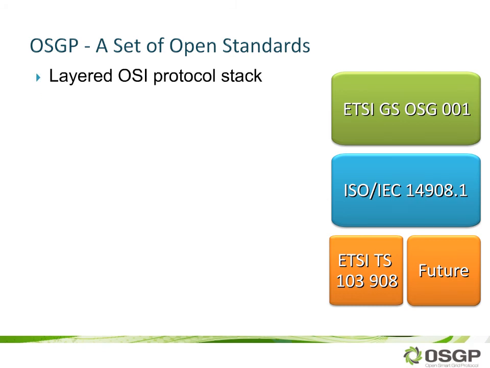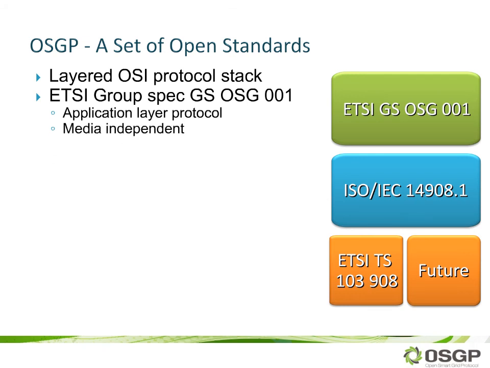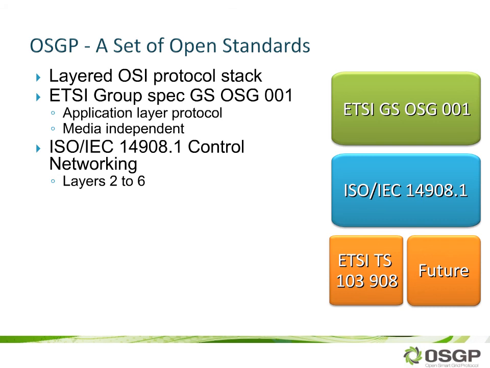And so OSGP is actually a set of standards. There's an application layer standard at the top. It's called ETSI GS OSG 001, which we just affectionately call OSGP for short, because the other is quite a mouthful. That's the application layer. It's media independent. It describes the model for smart grid devices, and I'll talk about that in a bit. It itself is built on top of ISO IEC 14908.1. 14908.1 is a general purpose control networking protocol, published by IEC.